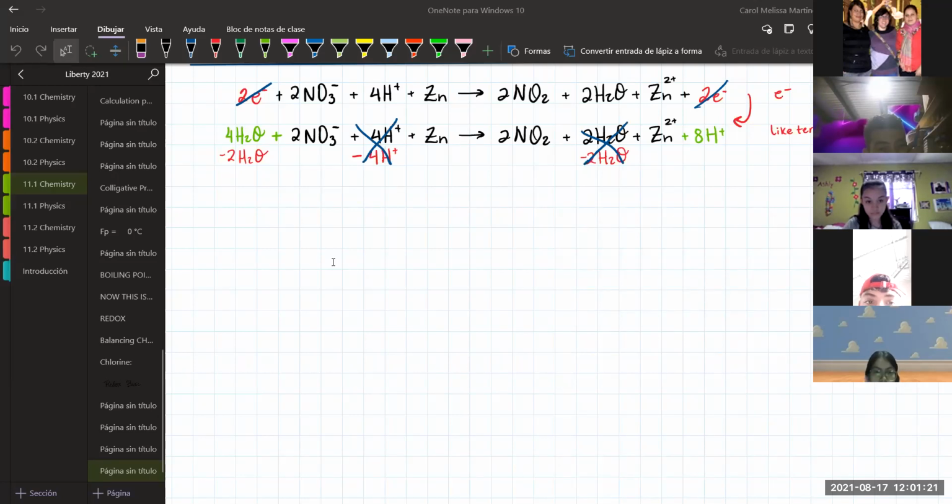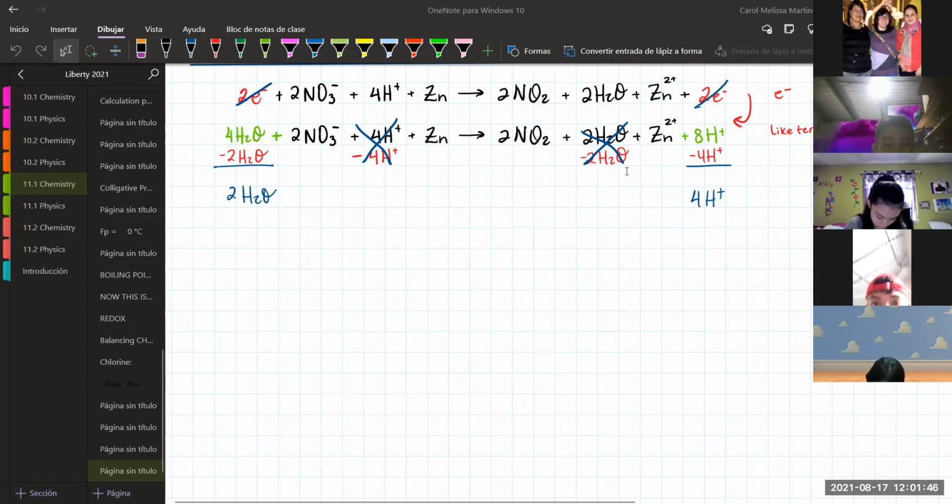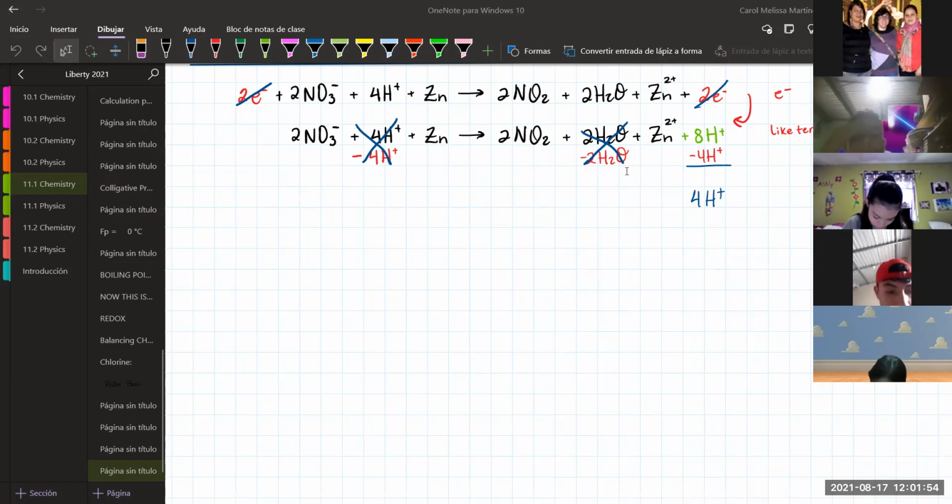¿Ok? Y entonces a H plus me quedaría, no lo resté, pero me quedaría menos 4H plus. Y yo solo escribo el resultado. 2H2O y aquí 4H plus. Y copiaría el resto de la reacción. Pero como les dije, esta parte fue inventada. En realidad no está sucediendo, pero esto es lo que harían si eso pasara. ¿Ok? Pero como les dije, no está sucediendo, por lo tanto no lo van a hacer en este ejercicio.